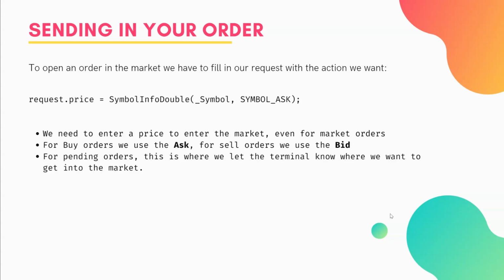The price we need to enter, and we use the SymbolInfoDouble function, ask for buying orders and bid for sell orders. For pending orders, we let the terminal know what price we want to get into the market. So we won't use the SymbolInfoDouble function. We'll just set a price that we want to. If it's a buy order and your price is below, then it's going to be a limit. If it's above, it's going to be a stop order.